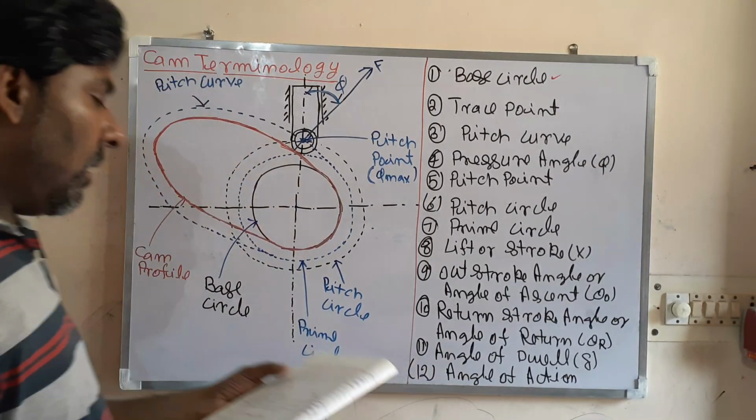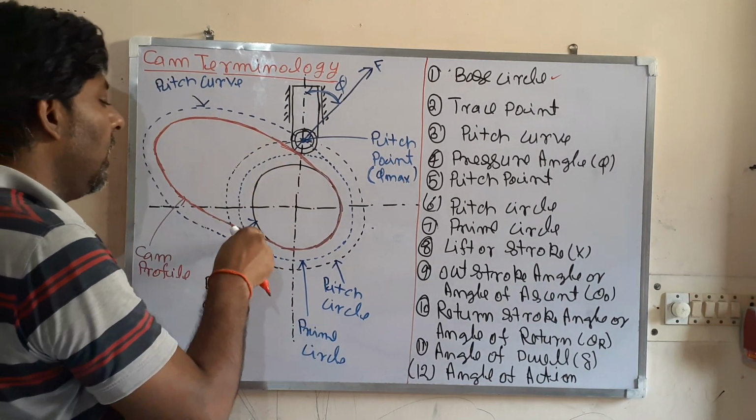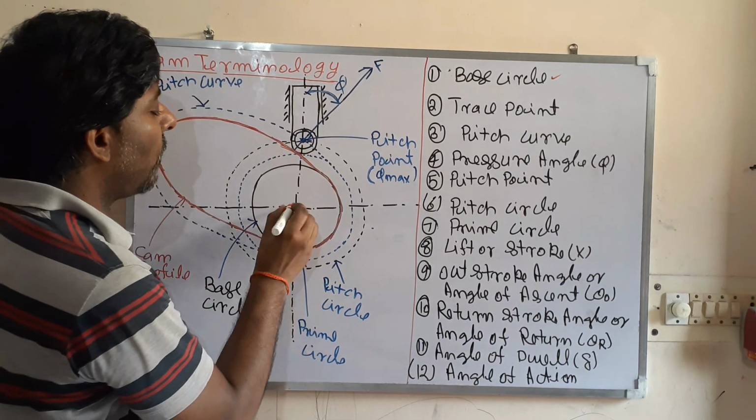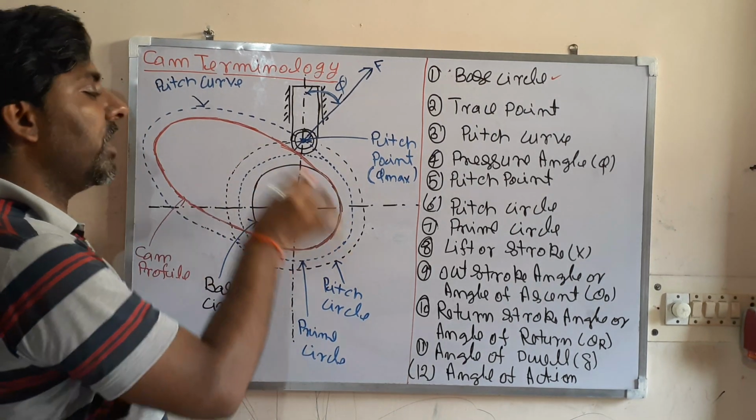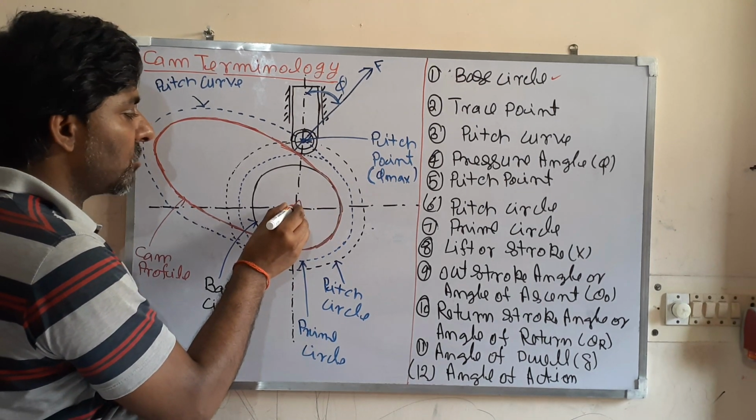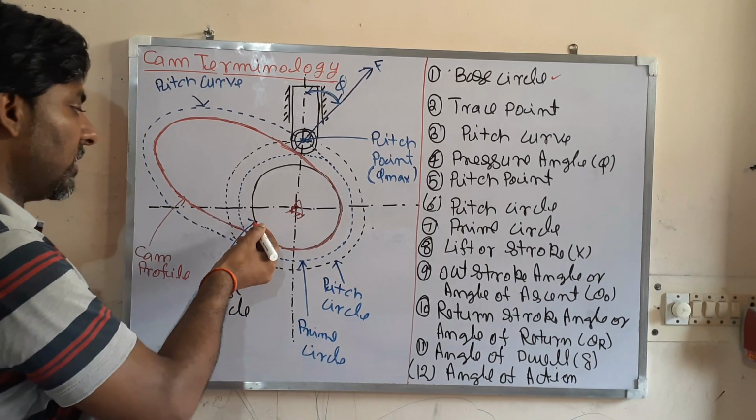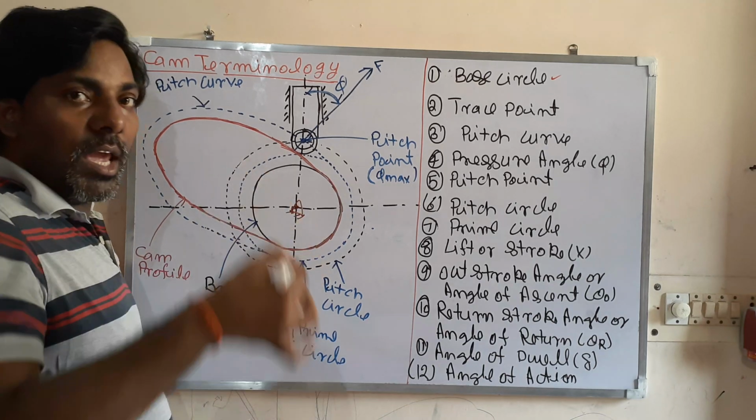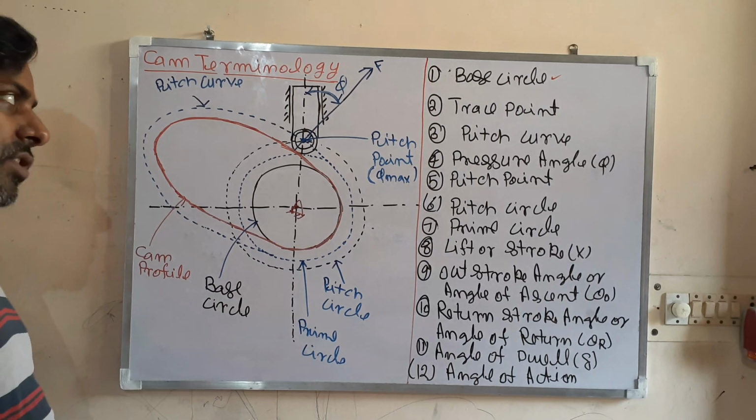It is the smallest circle that can be drawn to the cam profile, and whose center is the same as that of cam rotation. The center of rotation of the cam is this one, and the center of this circle is also this one. So it is the smallest circle that can be drawn to the cam profile, having the same center as the center of rotation of the cam. That is the base circle.